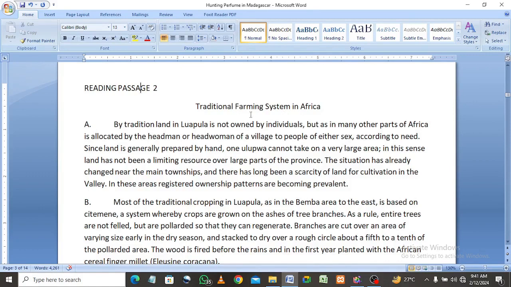Today we'll be treating a passage, and the topic of this passage is traditional farming system in Africa. Don't forget, this is a true, false, not given question, and that is the question we'll be dealing with. So if you have not yet watched the previous video on how to tackle true, false, not given, please go to the video and watch it. You will really see the basic techniques that I explained there, although this is the application of those techniques.